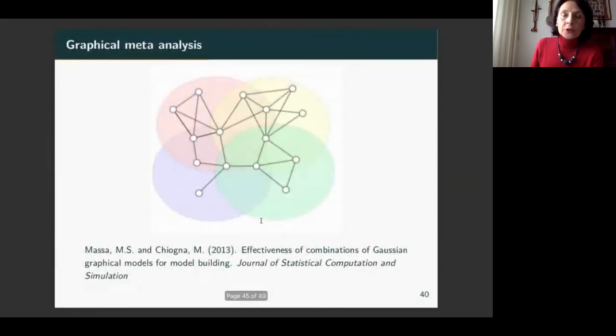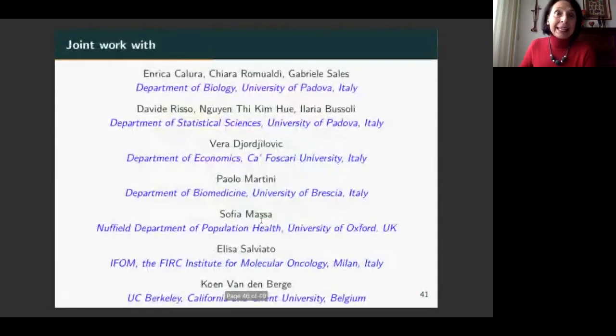Or you might want to use graphical models to synthesize evidence coming from different sources, maybe experiments performed in labs under partially overlapping conditions, so meta-analyzing results. Now, of course, even here, theoretically speaking, the challenges increase rapidly, but this is the reason why they are so interesting.